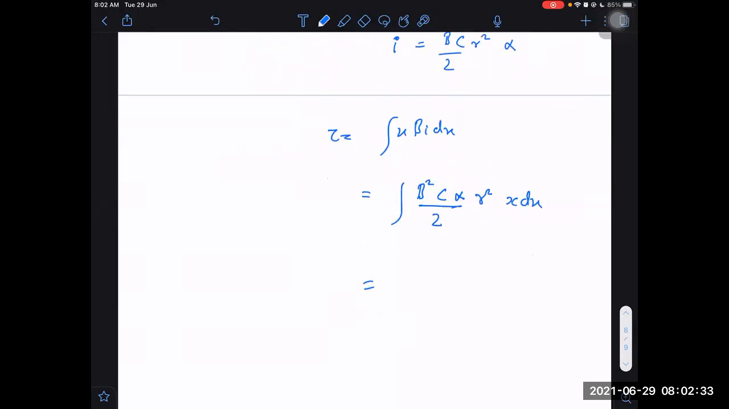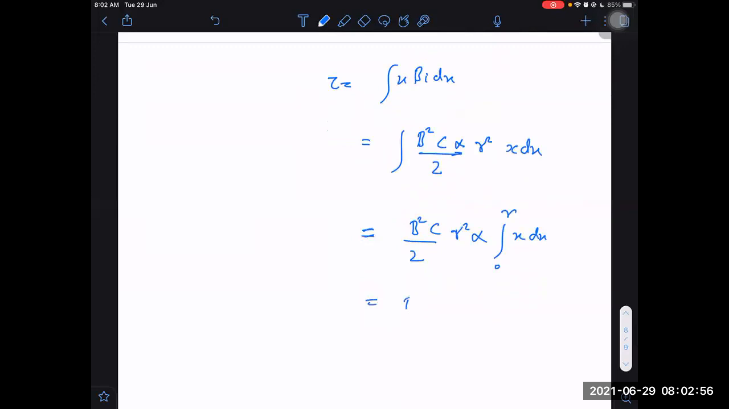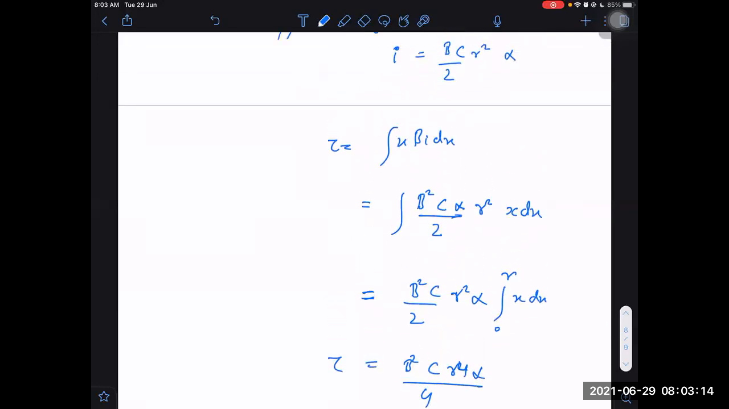Let us check once. That would be B square C by 2 into r square, depends on alpha. If I make it move with constant angular acceleration alpha, then integrating from 0 to r, the torque will become B square C r square alpha by 2 into r square by 2, meaning r to the power 4 by 4. This will be the magnetic torque in this case.